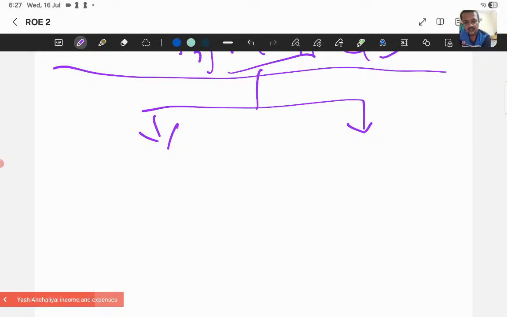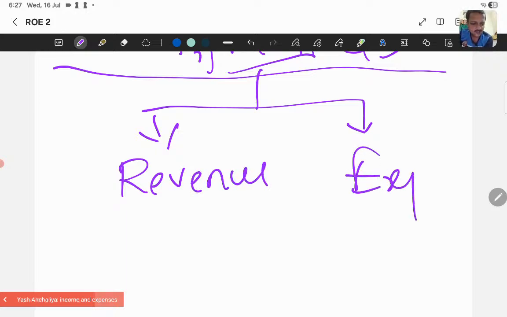Very good. It contains, instead of income and expenses, I write revenue and expenses. Okay, yes. Very good. Revenue and expenses, and in some cases the revenue is equal to income. That also we can understand.